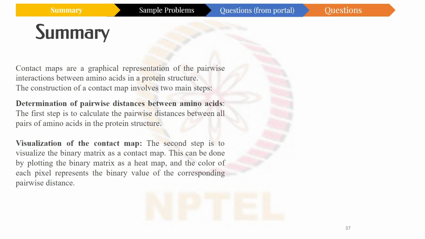The first thing is contact maps, which are graphical representations of pairwise interactions between amino acids in a protein structure. These are commonly used in protein structure prediction and analysis. The construction of a contact map involves two main steps. The first step is to calculate the pairwise distance between all pairs of amino acids in the protein structure. This can be done by using various methods such as Euclidean distance or Manhattan based methods. The second step is to visualize the binary matrix as a contact map. This can be done by plotting the binary matrix as a heat map.